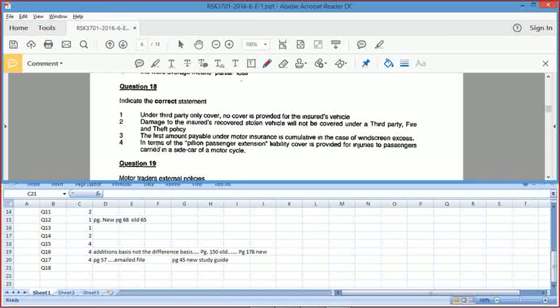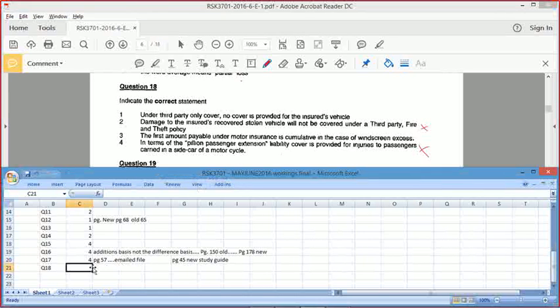Windscreen excess. In terms of the policy, passenger section liability cover is provided for injuries to passengers. No, that's also out. Never passengers. Okay, so the only one we need to confirm is the windscreen, the first amount payable for motor insurance. But if it's third-party liability cover, you're covered for third-party damages, not for your own vehicle. So it must be number one. Yeah, also went with number one.